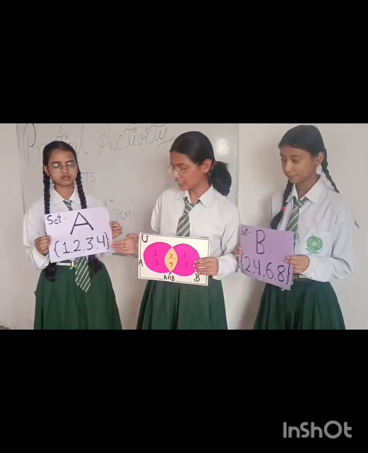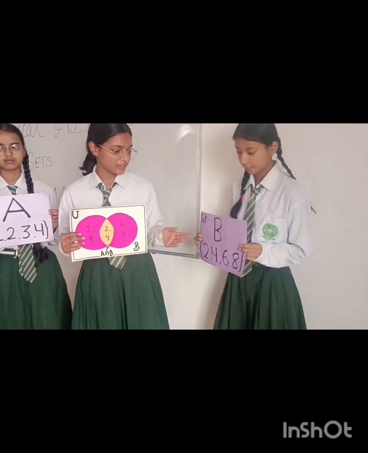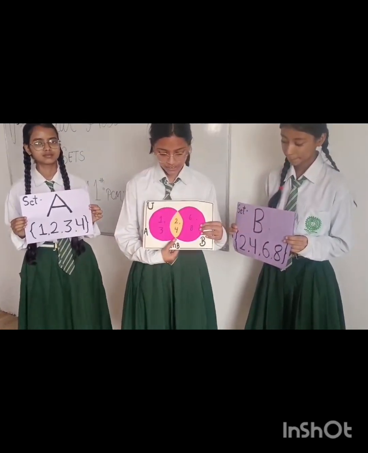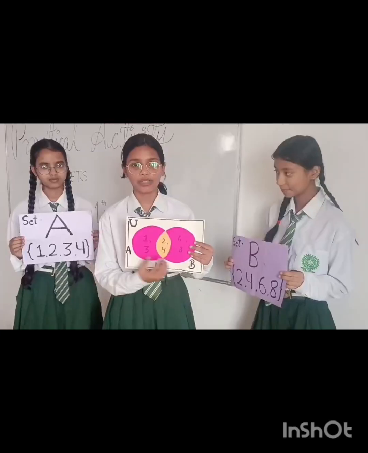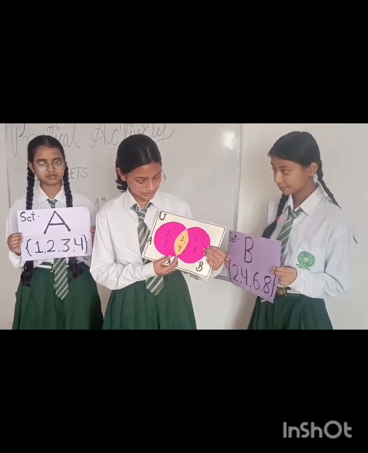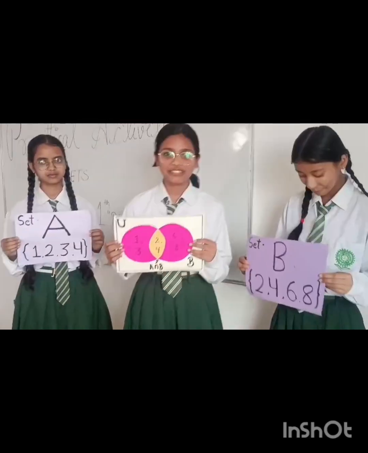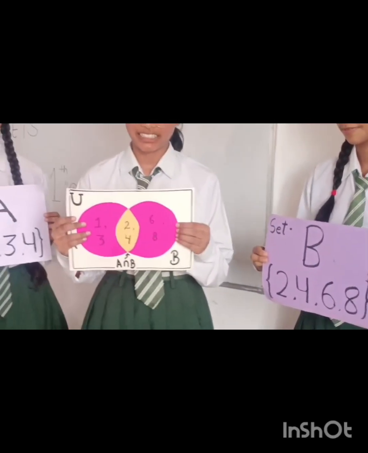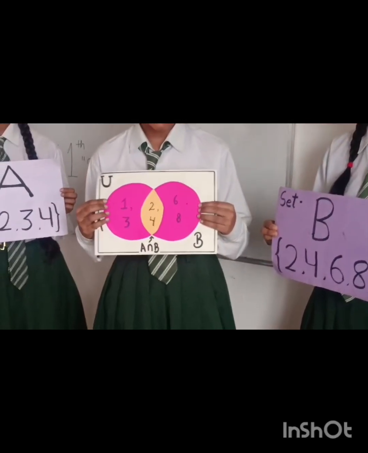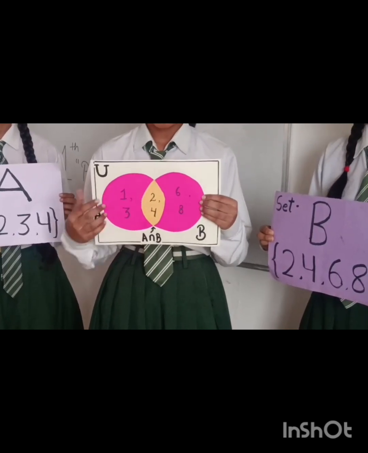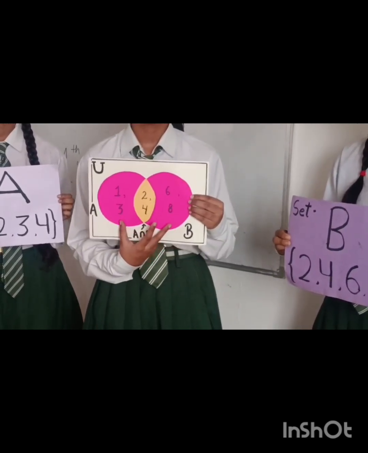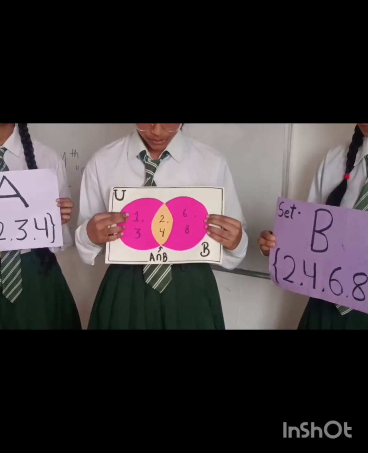Set A is 1, 2, 3, 4 and set B is 2, 4, 6, 8, and the intersection of them is 2 and 4, the common part. The rectangle is called the universal set and the circles inside it are sets, and the yellow part is the common part among both sets and it is 2 and 4.